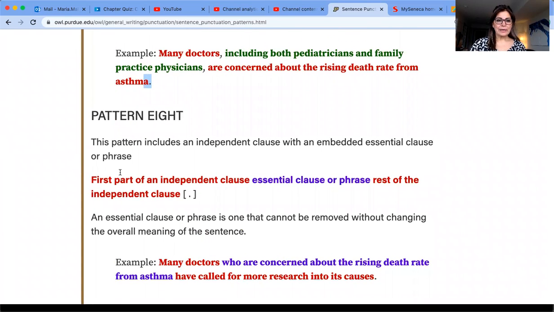The last pattern is when you have your independent clause at the beginning, then you have an essential clause for the rest of the clause. For example, "many doctors who are concerned about rising death rate", because of this adjective clause that appears. I have another video about adjective clauses and adverb clauses. They're very interesting and they're very popular. Make sure you use them in your writing because it makes your sentences more complex and more professional. And then you have one period at the end of a sentence.